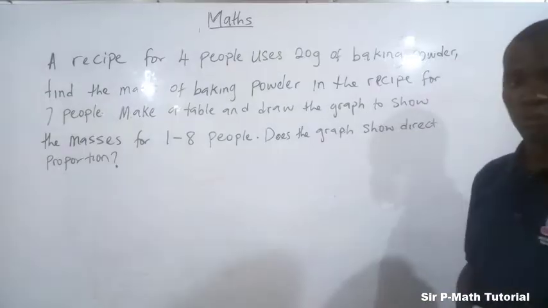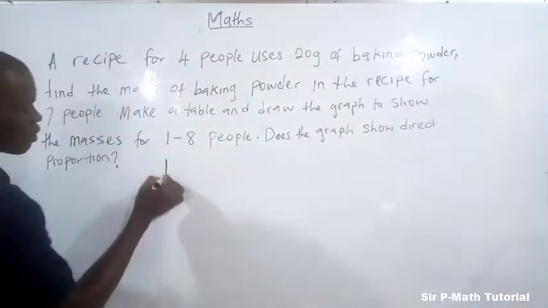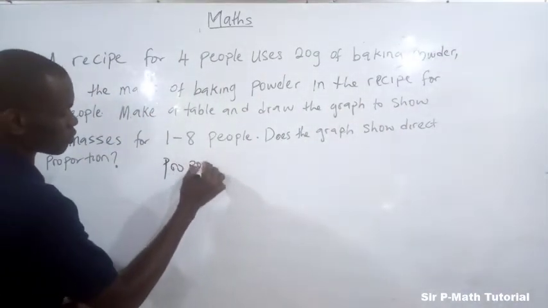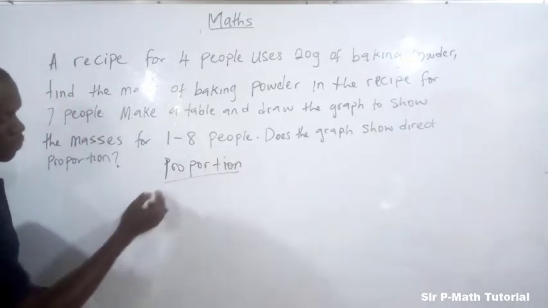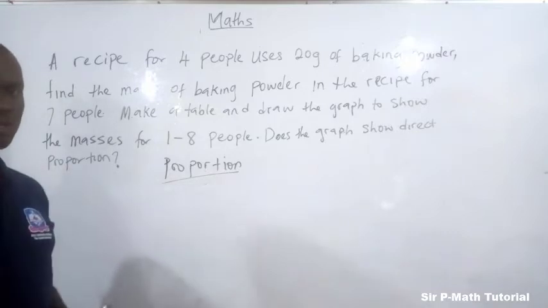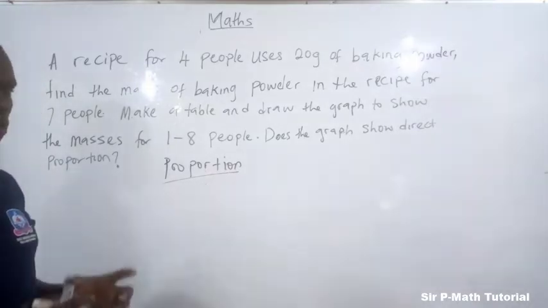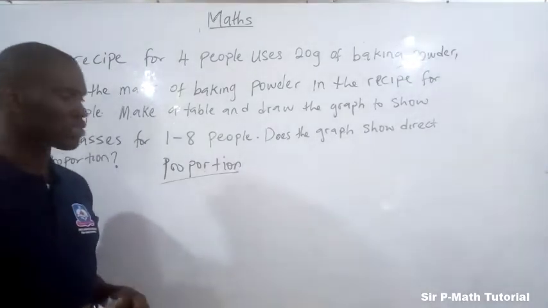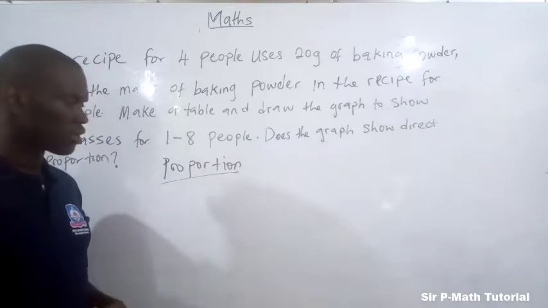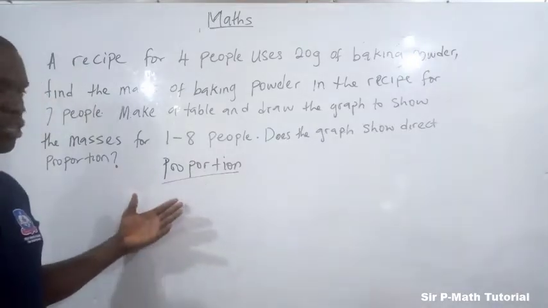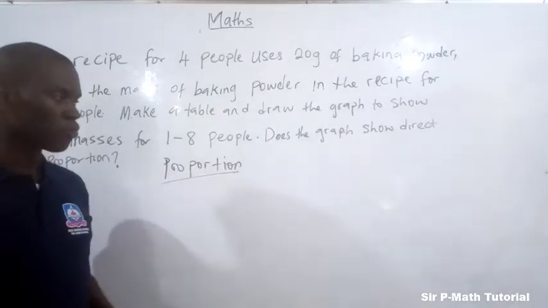Now the problem is proportion. Let us look at proportion. What is proportion? Proportion is a comparison or relationship between two quantities. Under proportion, we have direct proportion and indirect proportion. Let us talk about direct proportion today. In my next video, we talk about indirect proportion.